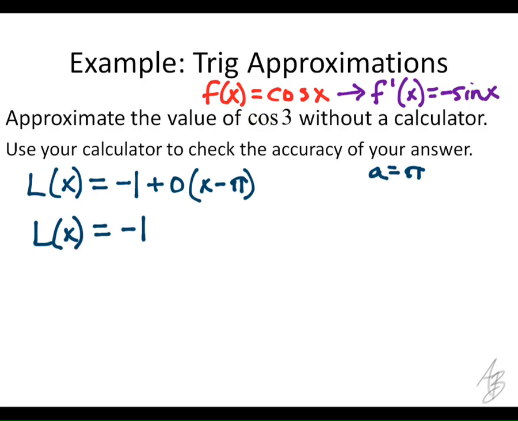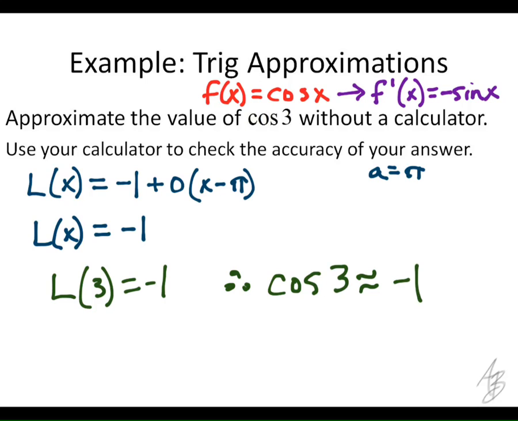So let's see how accurate we are. If we plug in 3 here, the linearization at 3 is going to be -1, which means that cosine of 3 is approximately equal to -1. Let's see how close we are. Use your calculator to check. Be sure you're in radian mode. If you get an answer close to 1, that means you're in degree mode. Did you get .9898, you said?